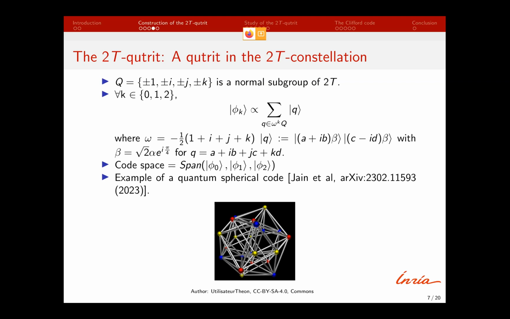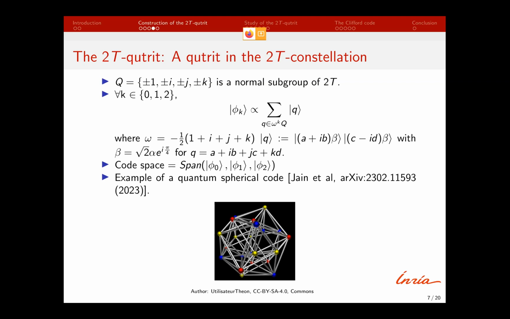the binary tetrahedral group. And we define a code as the span of three states, each of which corresponds to the uniform superposition of the coherent states from one coset of the quaternions.